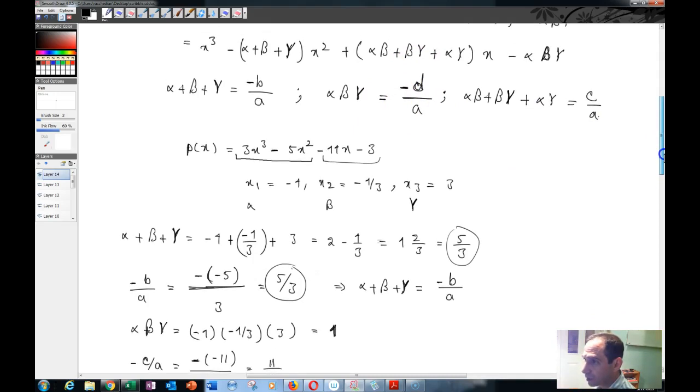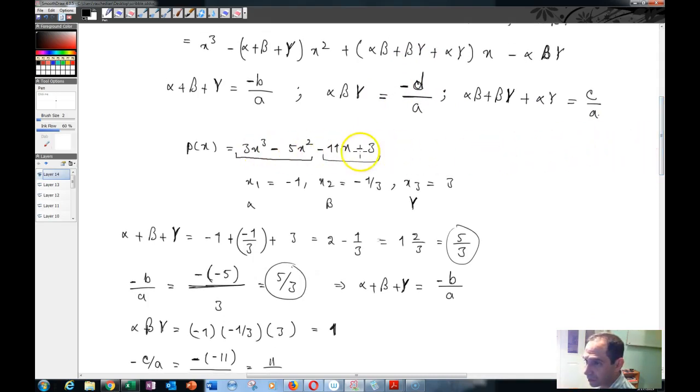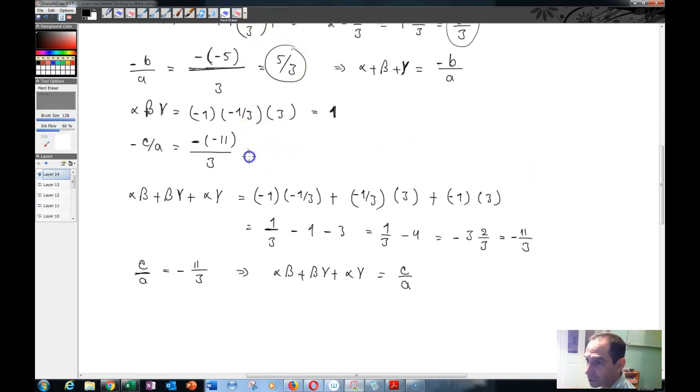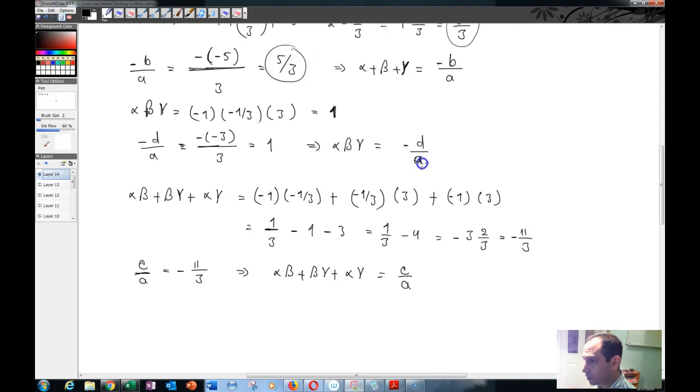So -d by a here is negative of -3 by 3. So over here I need to make some changes. So -d by a is equal to negative of -3 by 3, which is equal to 1. So that means that alpha, beta, gamma is equal to negative d by a. Okay, so that's basically that.